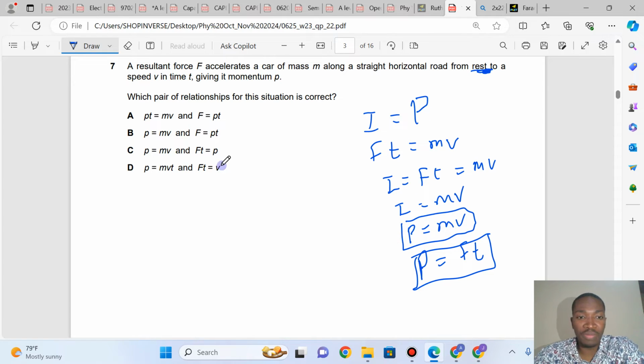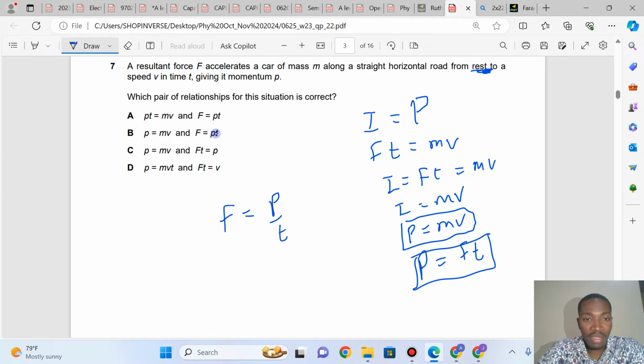Impulse equals momentum. So where do you have this formula? Momentum equals mass and velocity, and force equals impulse times time. Impulse equals mass and velocity, correct. Force equals impulse times time. How do you get that? Because force equals change in momentum divided by time.